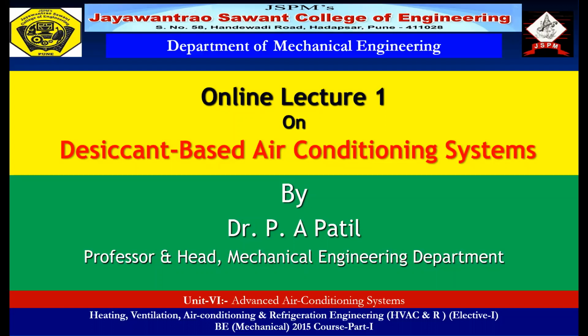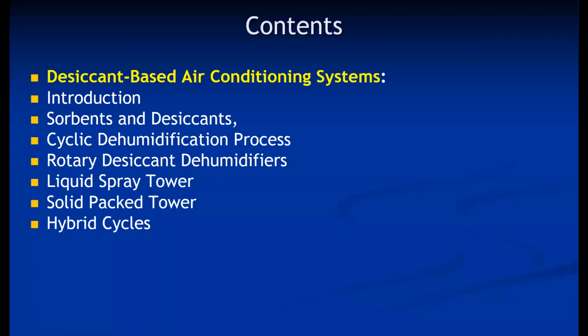Today's lecture, we will discuss the desiccant-based air conditioning systems. These are the contents of today's lecture. The main component of desiccant-based air conditioning system is desiccants. So first of all, we'll see what is meant by desiccants and sorbents. Then actually this is a dehumidifier. So a generic dehumidification process that is called the cyclic dehumidification process along with these desiccants.